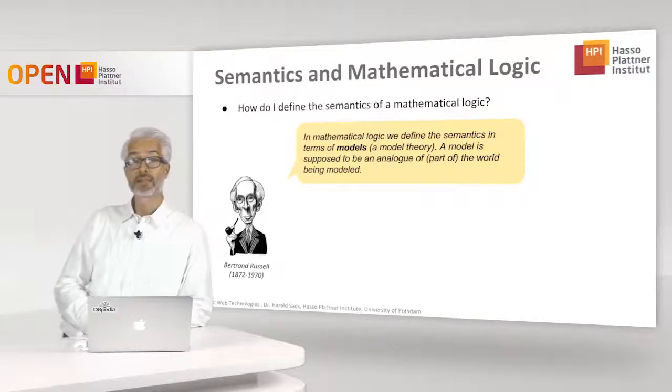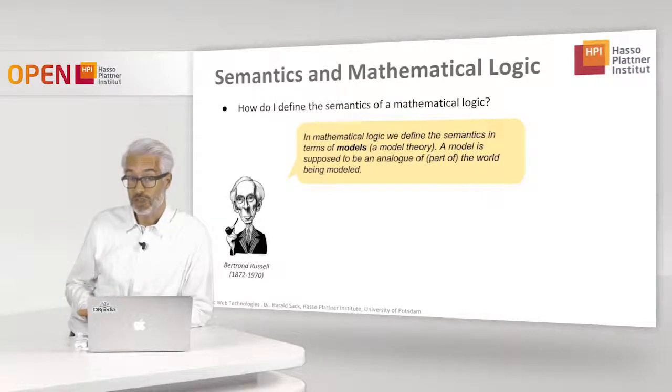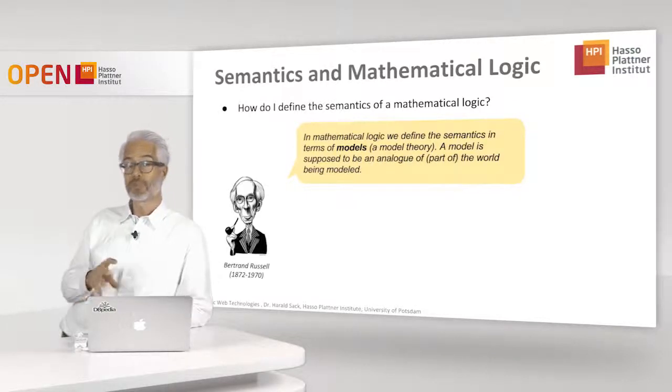A model is supposed to be an analog of, or a part of, the world that's being modeled. So model-theoretic interpretation means that we try to define the semantics with the help of a model of the things.